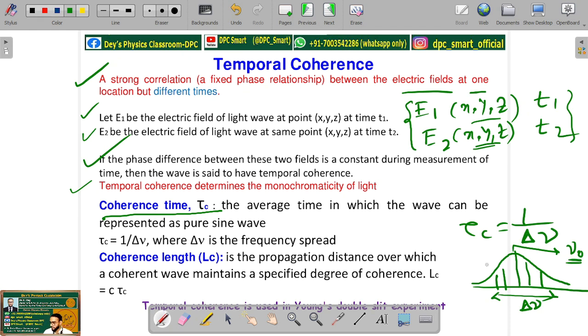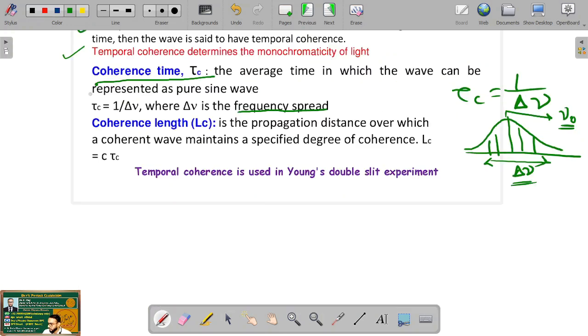So the coherence time is 1 divided by this spectral width or frequency spread. So this is coherence time. Coherence length, denoted as LC, is the propagation distance over which the coherence property is maintained, or the distance over which a constant phase correlation or a fixed phase relationship is maintained. That is called coherence length and denoted by LC.